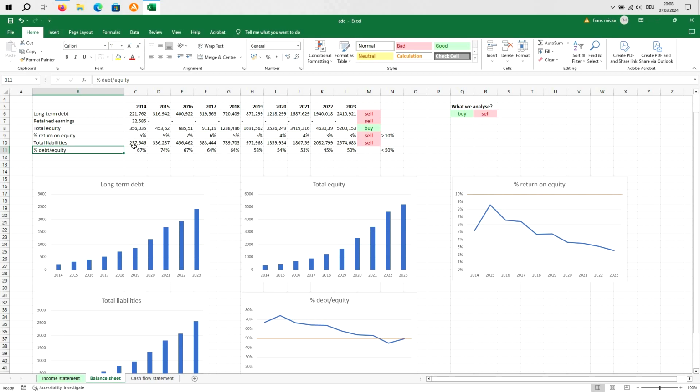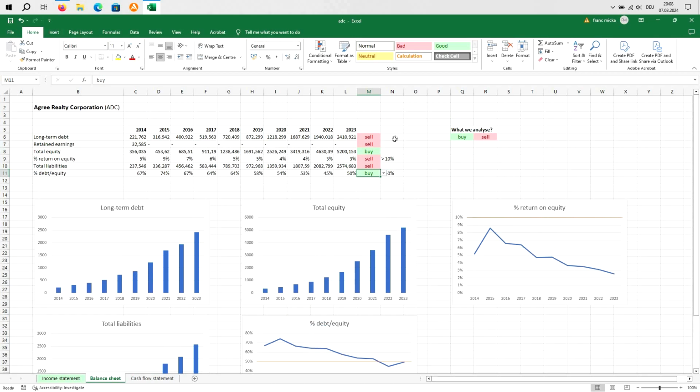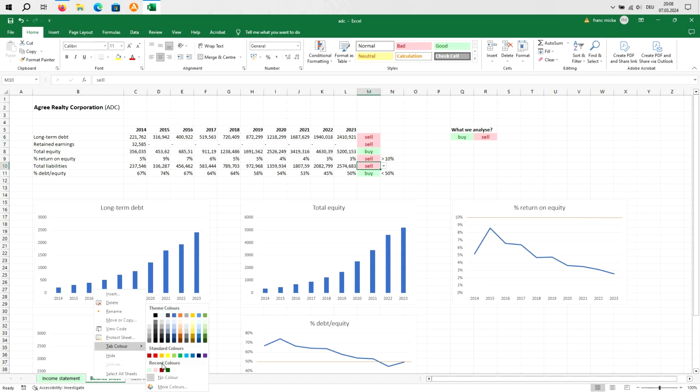Preferably, bro, you want this to be lower than 50%, which you can see that it's almost 50-60% here from 2019 to 2023, which is an amazing sign, bro. So we mark that as a buy, because that means that they are trying to get rid of all the debt, and the less debt that the company has, the better it is for us, okay? And now here, balance sheet is kinda bad, to be honest. We have 4 sells and 2 buys, so we have to mark balance sheet as a sell.